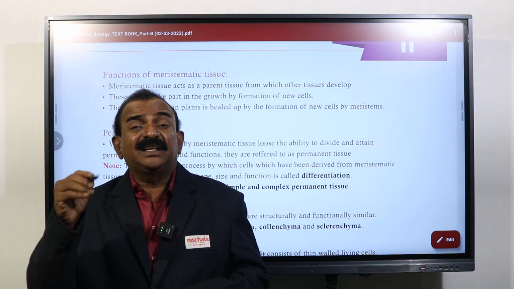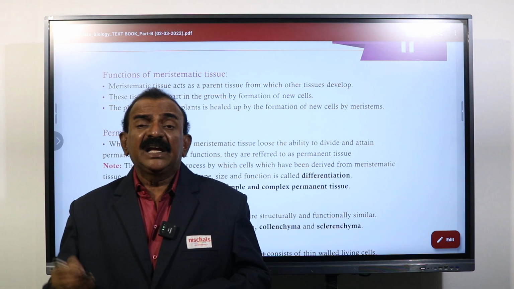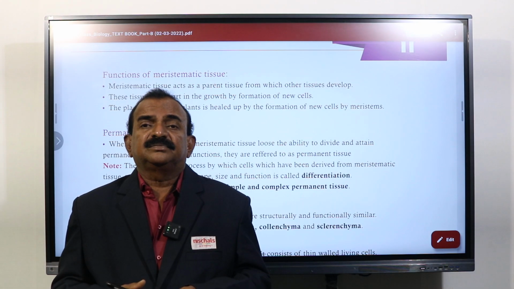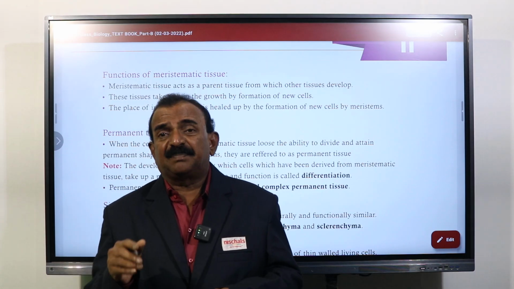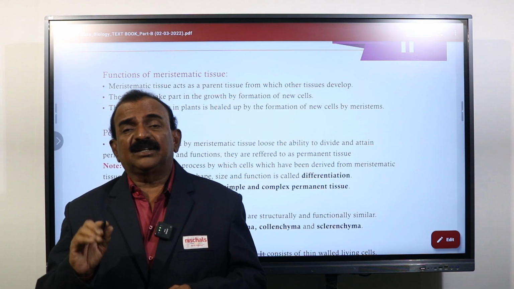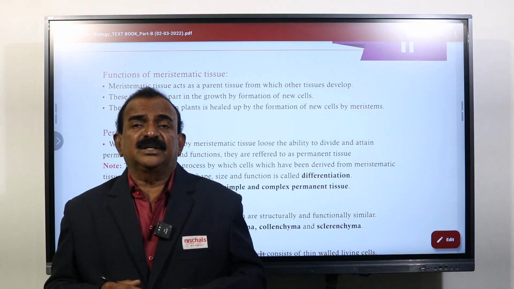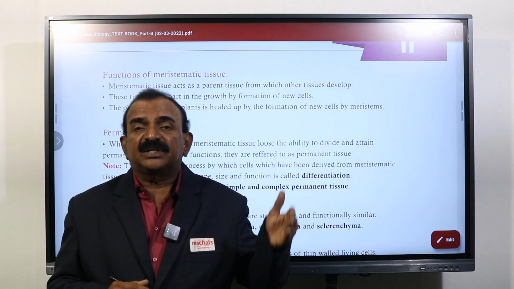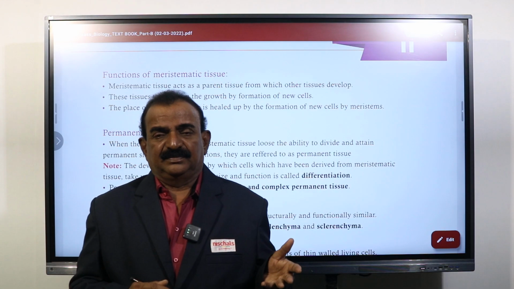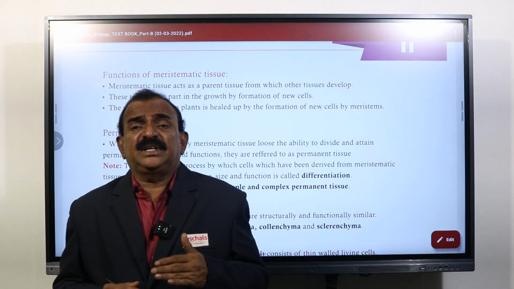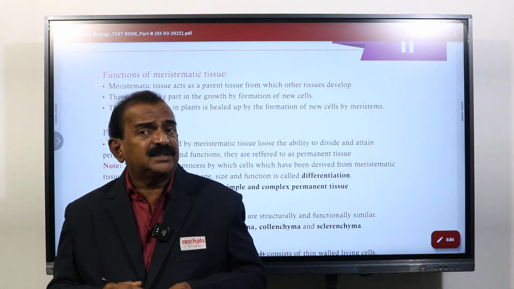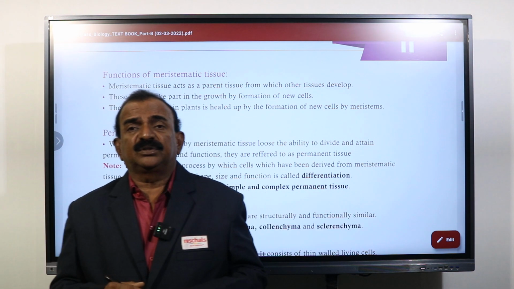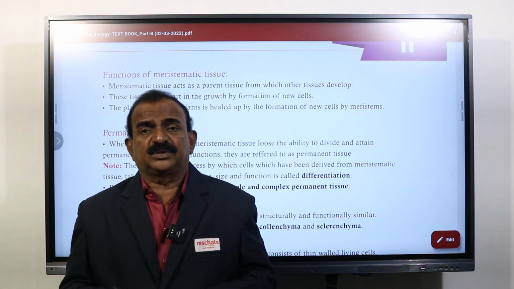Apical meristems are present at the tip of the plant body. Lateral meristems are present at the sides of the stem. Intercalary meristems are present at the base of the leaf and also at the base of the internodes. These meristematic tissues divide continuously throughout their life. On the other hand, there are permanent tissues also present in plants, and they are of three types: epidermal tissues, ground tissues, and vascular tissues.